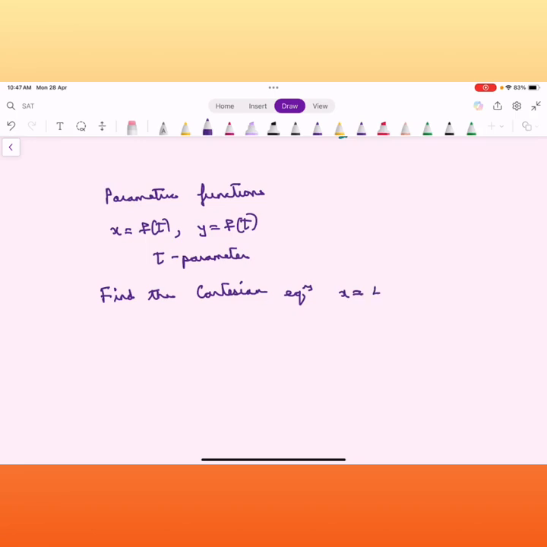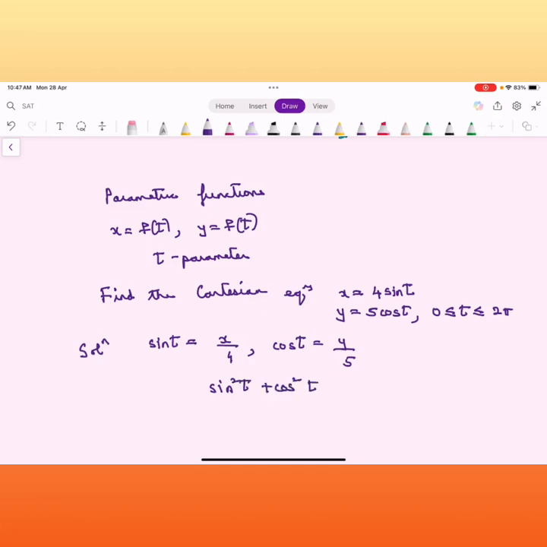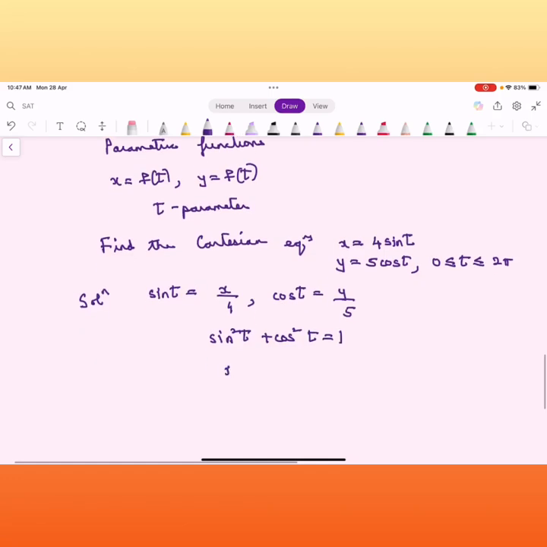Find the Cartesian equation for x equal to 4 sin t, y equal to 5 cos t, where t lies between 0 and 2 pi. Now you know that from these equations, sin t is x by 4 and cos t is y by 5. You have sin squared t plus cos squared t equal to 1. So that will give you x squared by 16 plus y squared by 25 equal to 1, which is the equation of an ellipse.